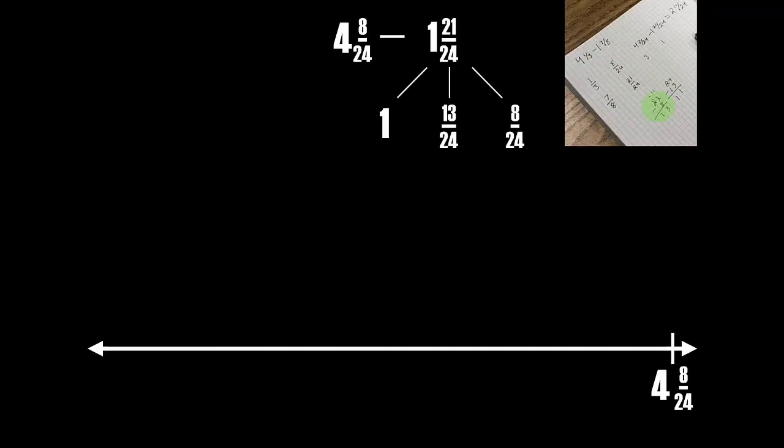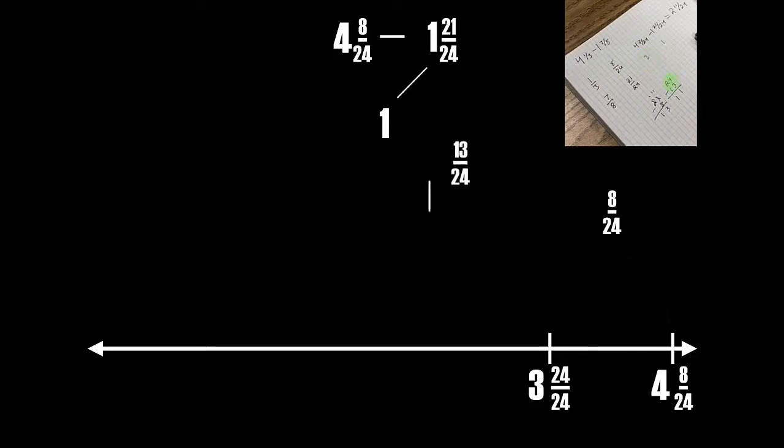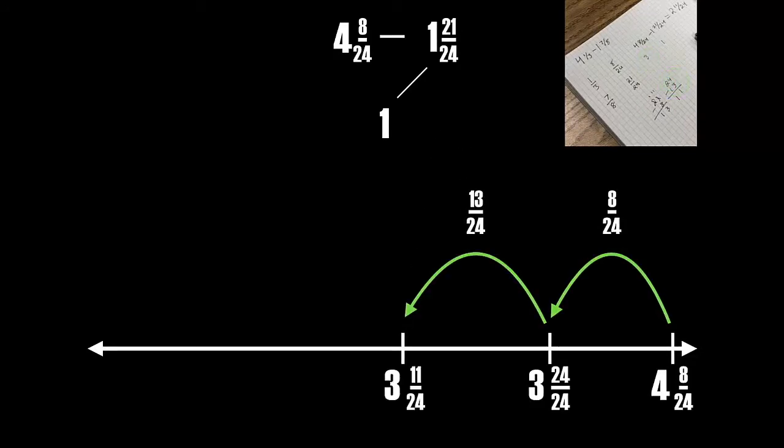After the student decomposed her fraction of 1 and 21/24 into 3 separate parts, she went ahead and began counting back. When she removed 8/24, she recognized that she was at 4, and then she renamed 4 as 3 and 24/24. Then she counted back 13/24, and then she counted back 1 whole.